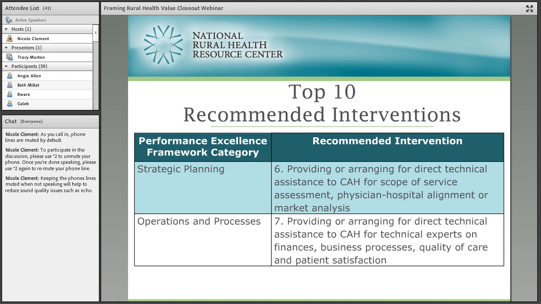Very cool. Well, that kind of leads us into the next set of recommendations. They were both about different types of direct technical assistance that could be provided then to Community Memorial Hospital. So it was recommended that the State Flex program assist this case study hospital in direct technical assistance to evaluate their scope of services, physician hospital alignment, and market analysis. Could one of the panelists talk either about work you might have done on market analysis or scope of service assessment in your state? Anyone had that experience?